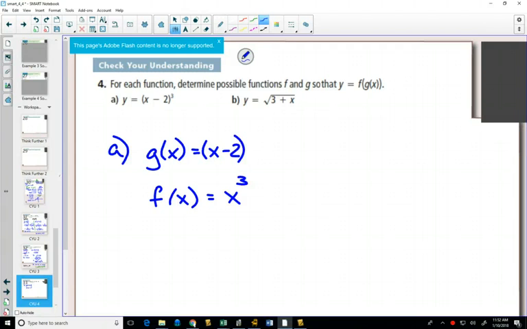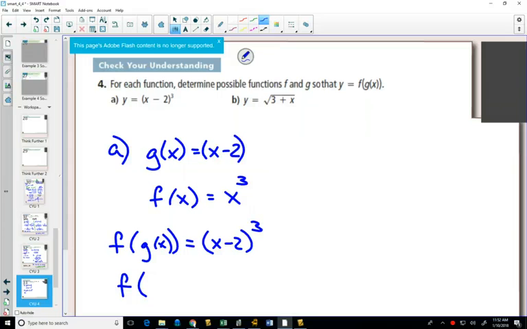Do a quick check. Is f of g of x equal to x minus 2 all cubed? Well, if you did step by step, f of g of x is the same as f of x minus 2. And whatever we plug into f gets cubed. So sure enough, it is equal to x minus 2 cubed.